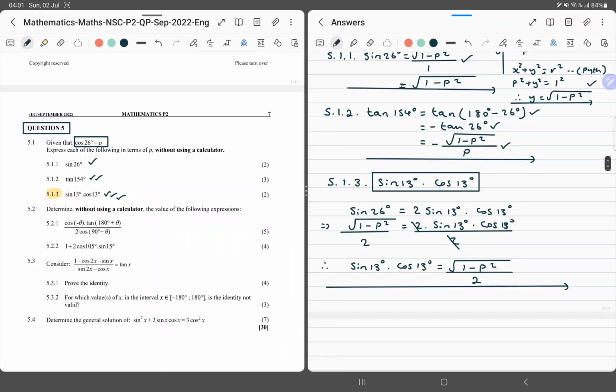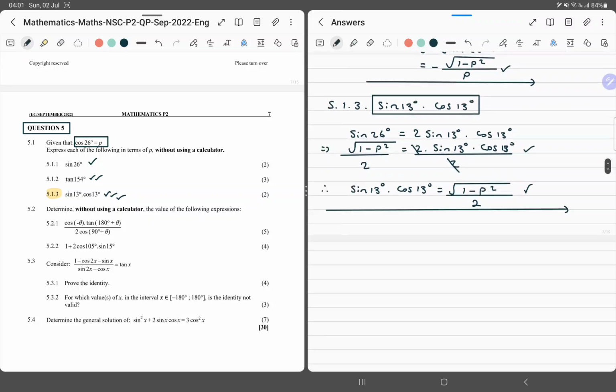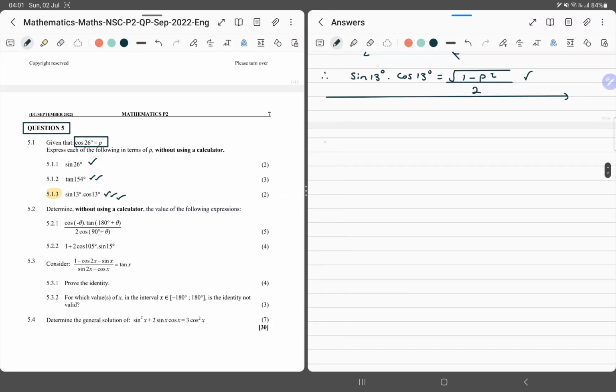Here you're only getting 2 marks. Basically, we're getting a mark for the substitution into that double angle identity, and the final answer. Wow, they are very stingy. Okay, guys, let's not waste time.